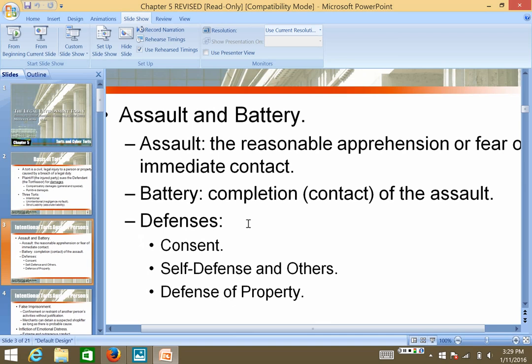What about some defenses to batteries? Well, consent, of course, is a defense. The kissing, the groping, etc., if it is with the consent of the victim, then they're not really a victim, and it's not a tort at all.